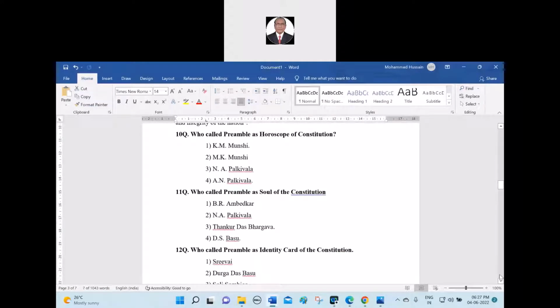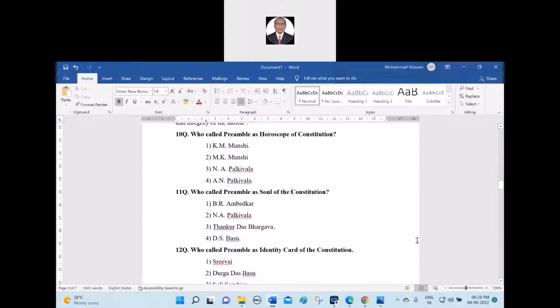Okay, next, 11th question. Who called the preamble the soul of the Constitution? B.R. Ambedkar. Yes? Option 1, B.R. Ambedkar. No. Sir, option 3. Thakur Das Bhargava. T.S. Bhargava, and that is the right answer.